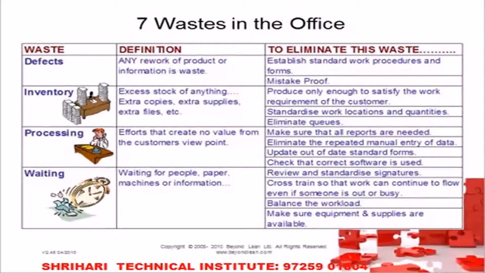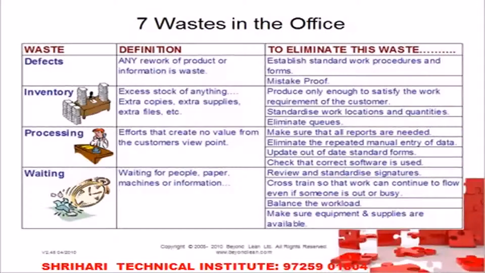Next waste, inventory. This is excess stock of anything, extra copies, extra supplies, extra files, etc. To eliminate this one, produce only enough to satisfy the work requirements of the customer. It may be that you want to put a small buffer in there depending on the value of your processes. Standardise work locations and quantities. Eliminate queues.